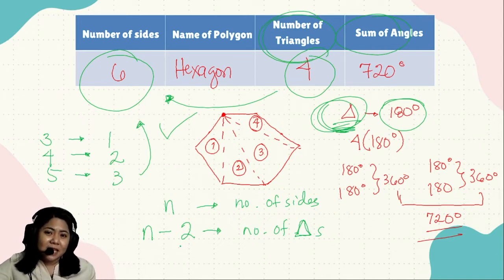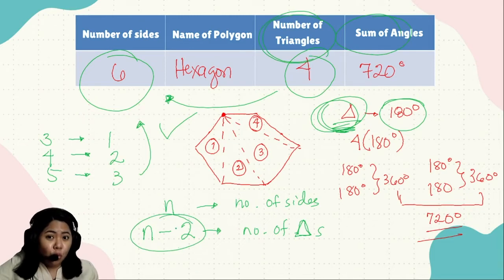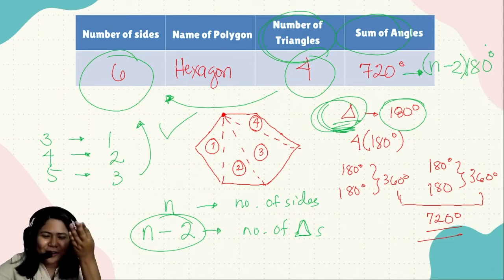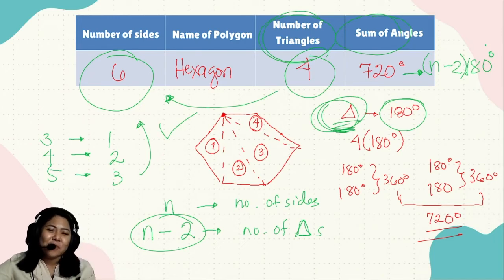Ano nga ba yung representation natin for the number of triangles? The number of triangles is represented by n minus 2. So, technically, the sum of angles is the number of triangles, n minus 2, multiplied by the constant 180 degrees. At kapag pinagsama-sama yung mga yan, we can actually generate, or we have already generated a formula that we can use in finding the sum of the interior angles of any regular polygon.